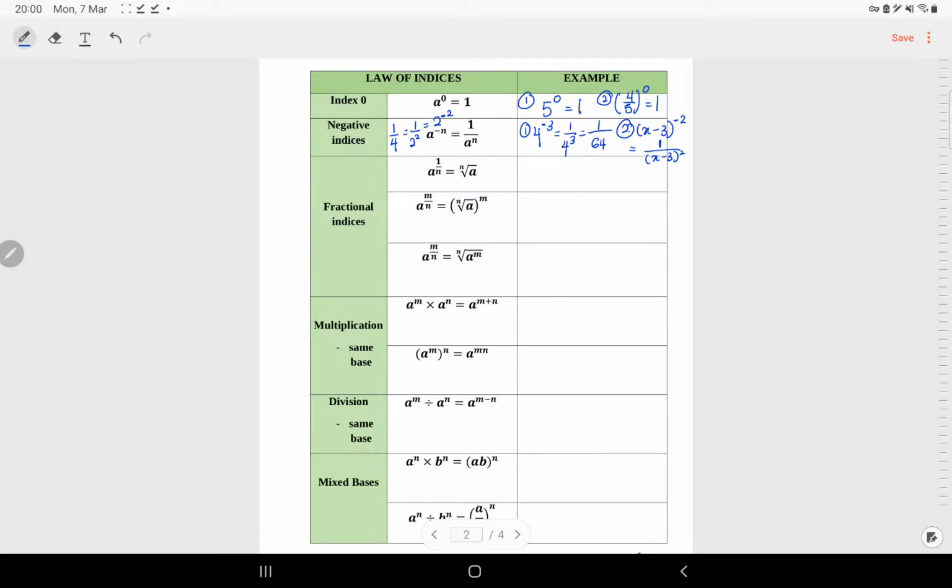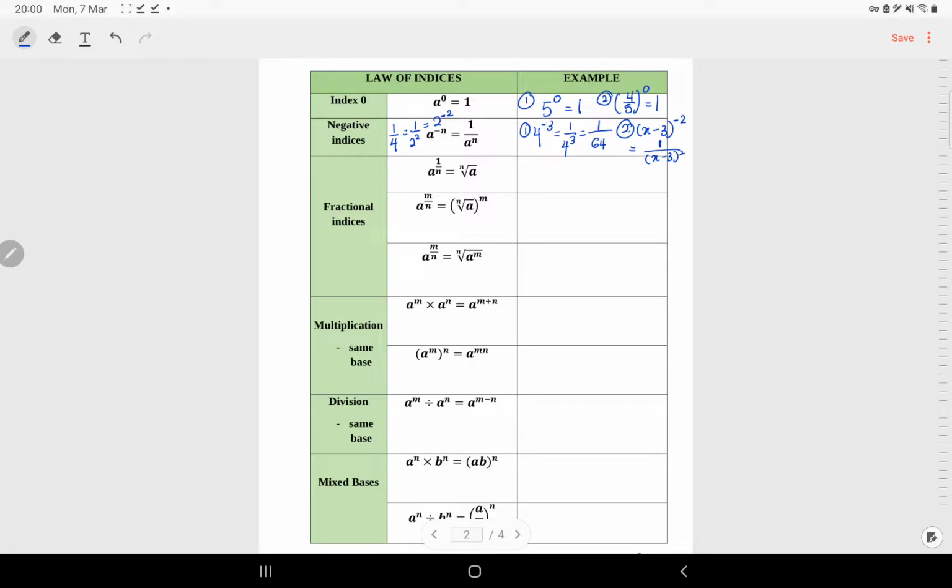So just remember that for negative indices, so for negative power, it is basically 1 over something. And when you have done 1 over, the power becomes positive. So that's the second law of indices.